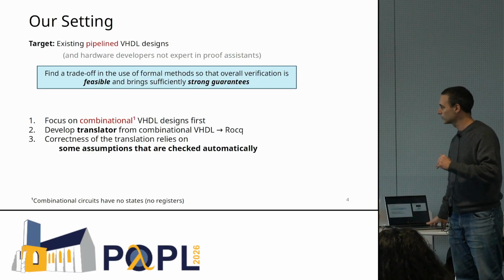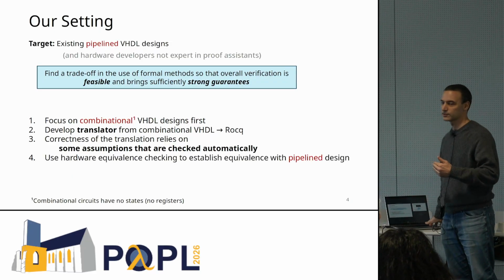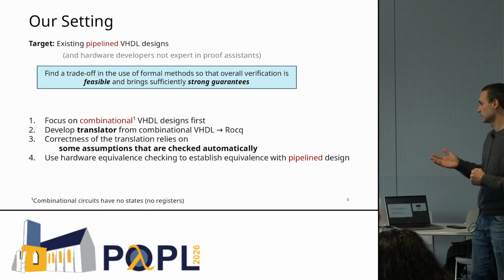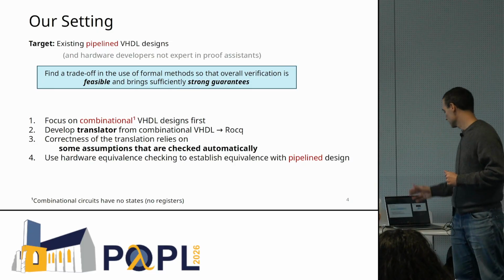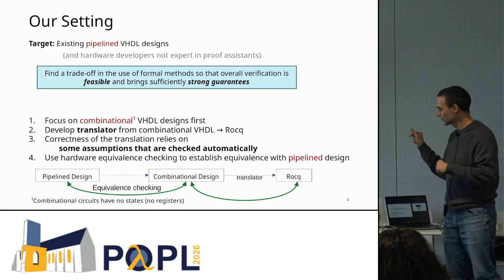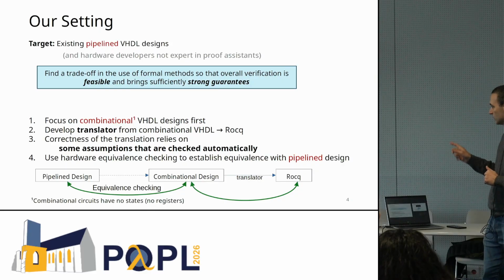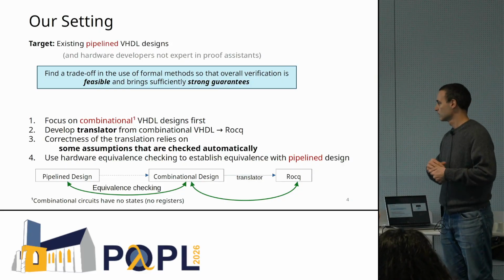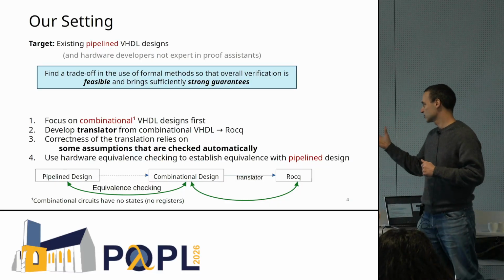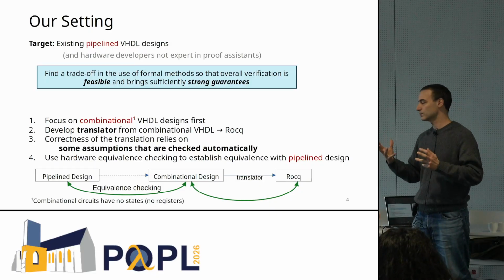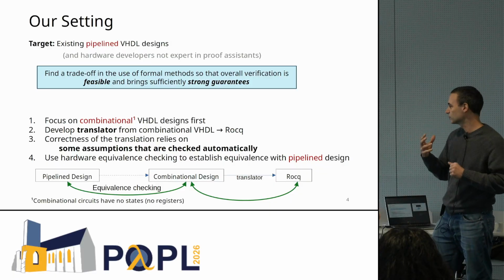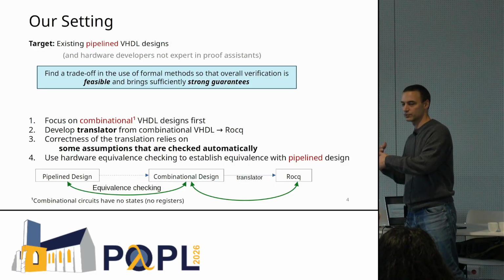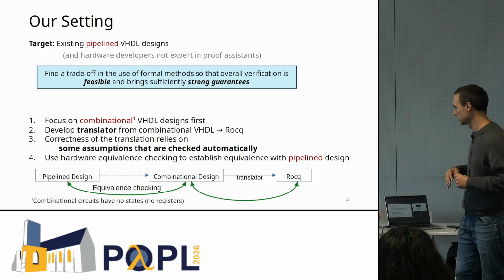And just to complete the picture, we then deal with pipeline designs by reduction to combinational circuits. So we use hardware equivalence checking algorithms, which is basically model checking, to establish this. So I just want to give the big picture, and then I will go into detail of several steps. On the left, we are given a pipeline design. I will explain how we obtain a combinational design, which is equivalent in some sense, and we use hardware equivalence checking algorithms to check that this equivalence holds. And once this is done, now we use our translator to go to Rocq, write properties, prove, and so on. So this is the whole picture.